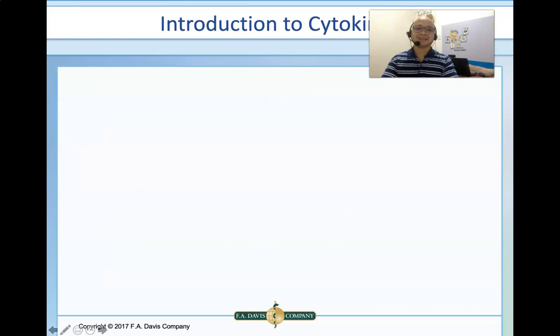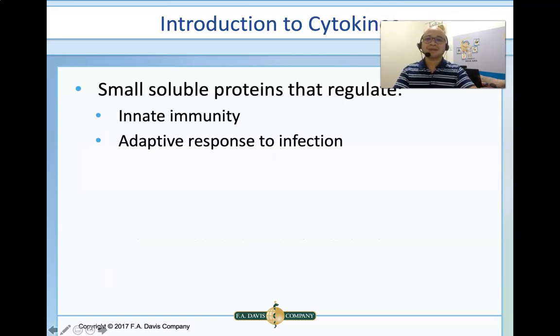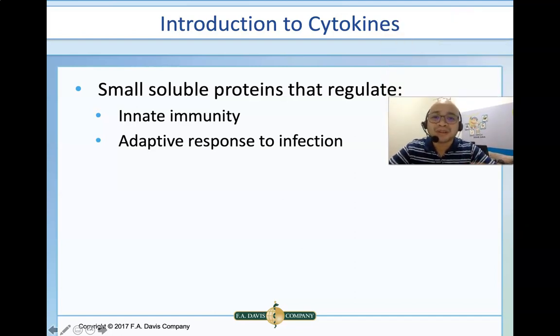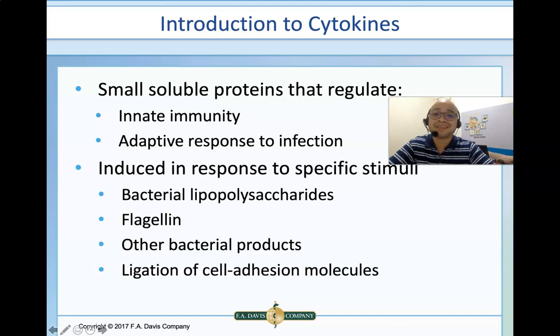Okay, so moving forward, when we say cytokines, cytokines are defined as small soluble proteins. Small that may be, but they still play a very important role in our immune system for the very fact that these cytokines are able to regulate our innate immunity. And of course, they are also important as part of our adaptive response to infection.